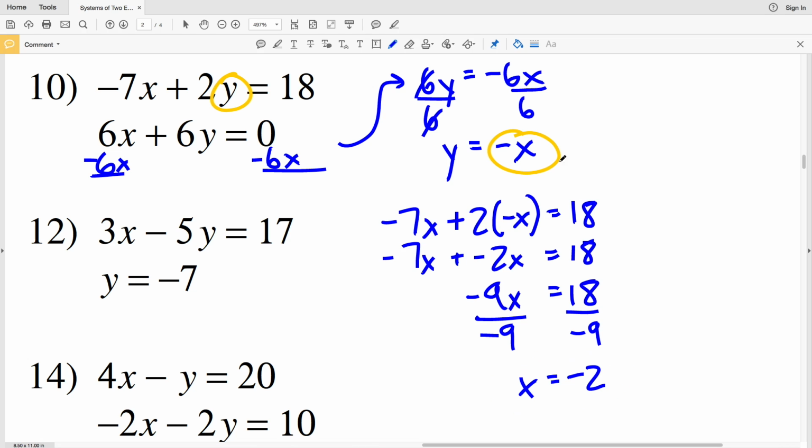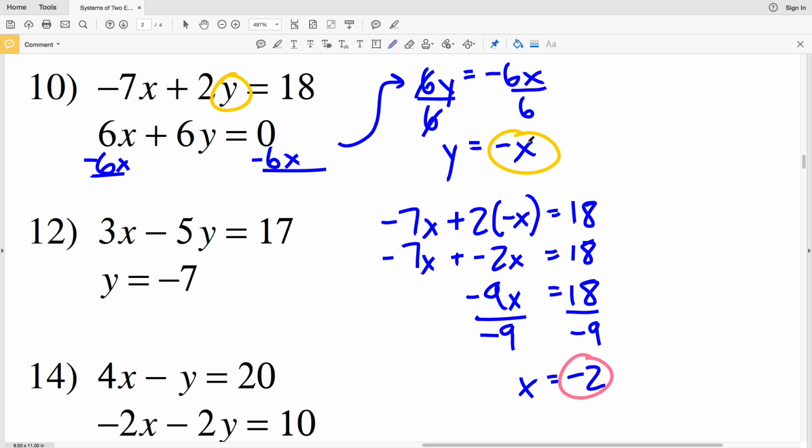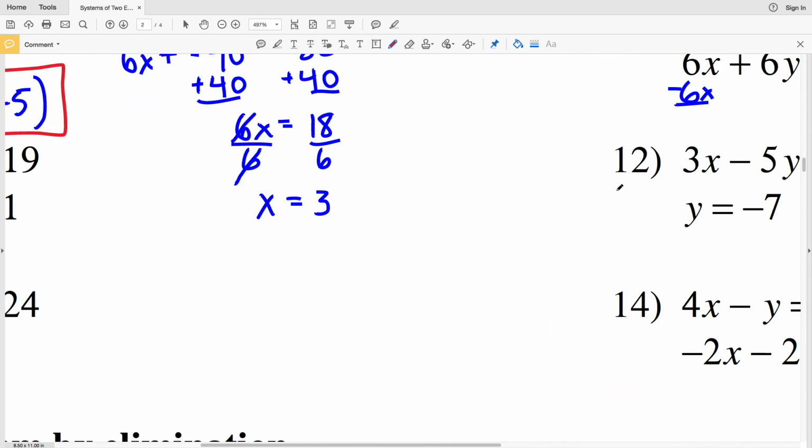So if x equals negative 2 and y equals negative x, I'll take negative 2 and plug it in for x to get that y equals the opposite of negative 2, therefore y equals a positive 2. So my solution in number 10 is negative 2, positive 2. Let's continue on to number 11.